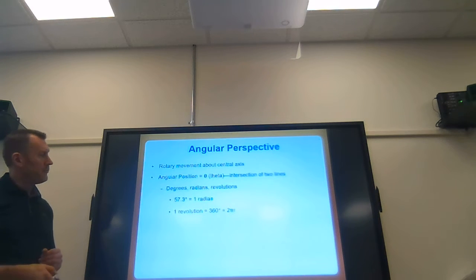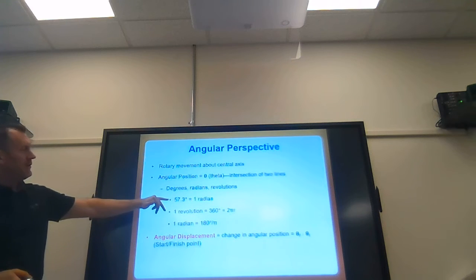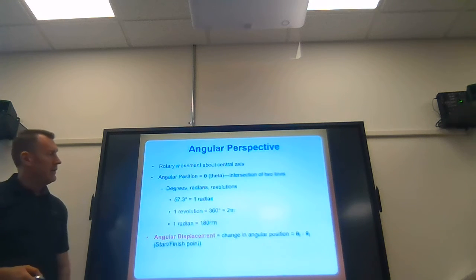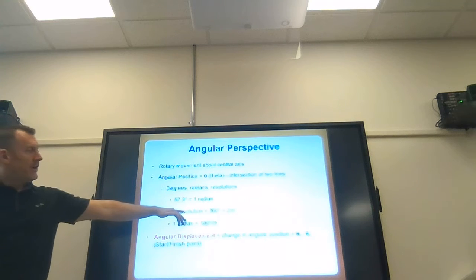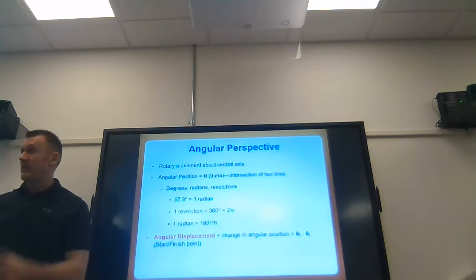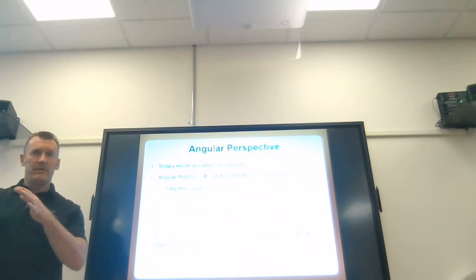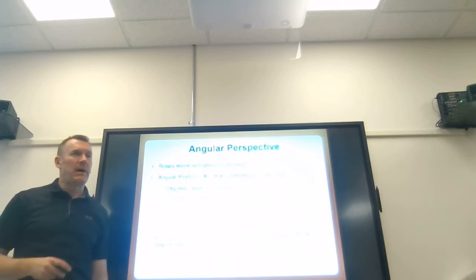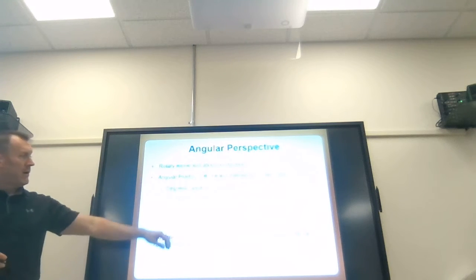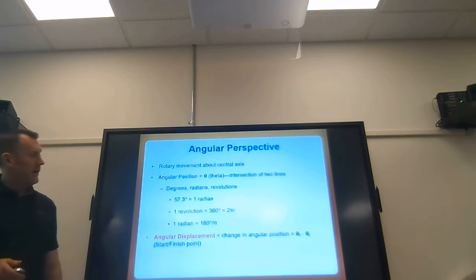So we can transition between units. 57.3 degrees in 1 radian. Remember the end of chapter 4, the geometry of a circle. One revolution, or 360 degrees, the circumference of a circle, all the way around, is equal to 2 pi r. We're coming back to this just a little bit. And then 1 radian is equal to 180 degrees divided by pi.